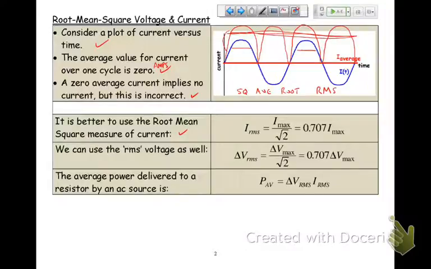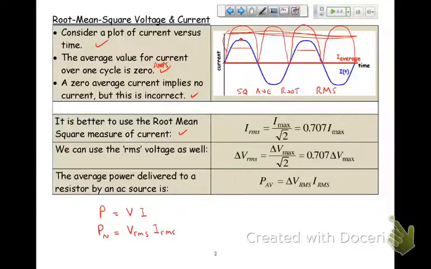So the best value for power would be V times I. If you took the maximum V times the maximum I, it would be too big because it's only there for an instant. And if you took the 0 V times the 0 I, it would be no good because the power is not 0. So what we do is we take the RMS V times the RMS I, and we get the power. Whereas with DC, power equals my volts times my amps, power in AC is equal to my VRMS times my current RMS.